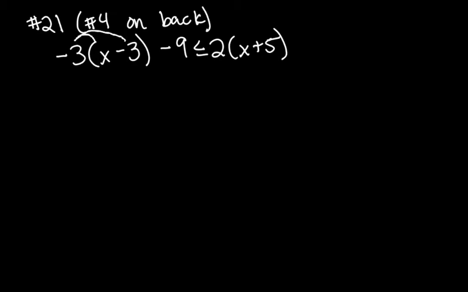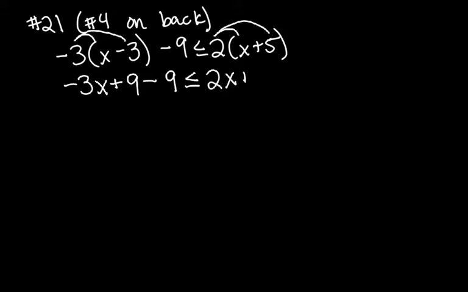So negative 3 times x would be negative 3x. Negative 3 times negative 3 would be positive 9. Bring down that minus 9. On the other side, I'm going to distribute and get 2x plus 10.